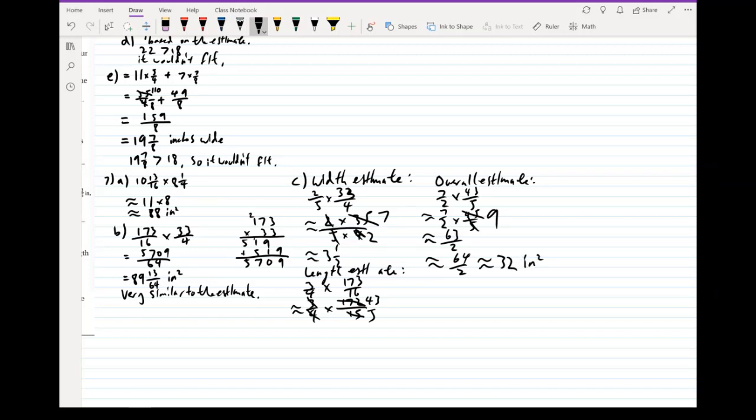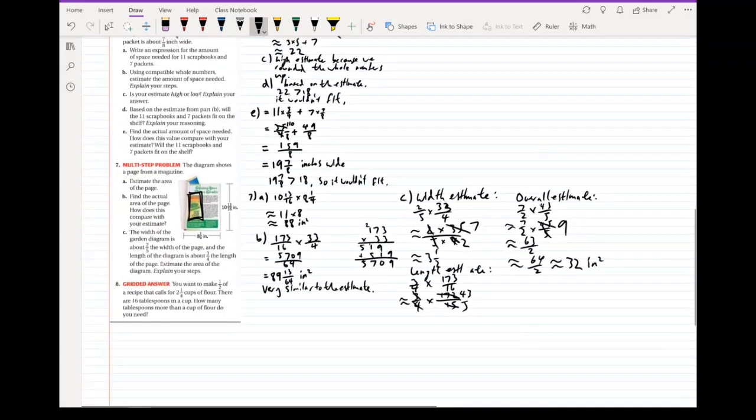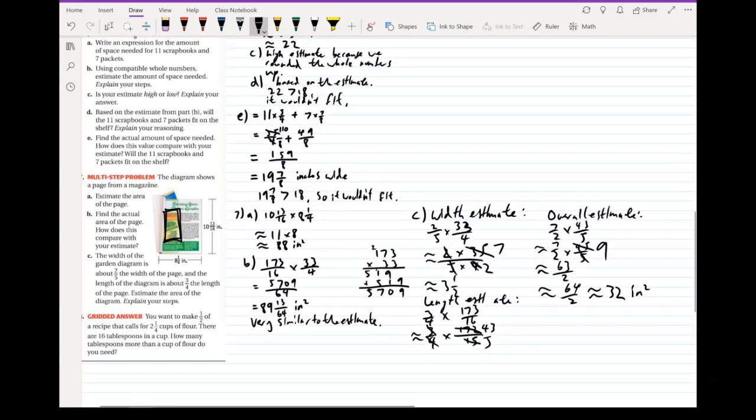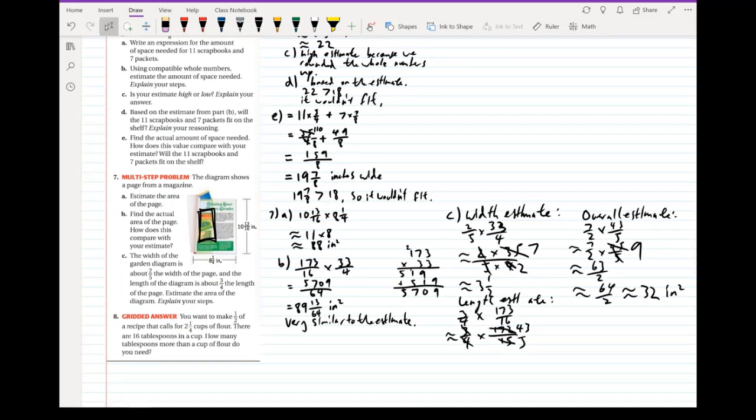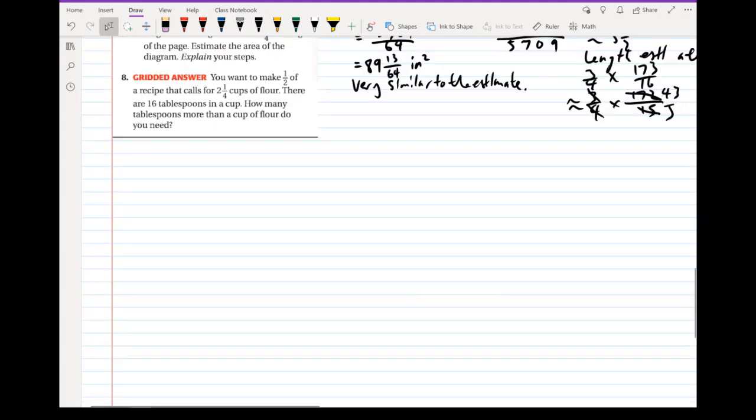So that's just an approximation of the diagram. Now there are more than one ways to find the estimate. You don't have to use the same method as me, but make sure you do explain your steps. So don't just give me an answer, just explain all your steps. So that's the best estimate that I can do, the most accurate estimate, let's just say. Moving on to question 8.